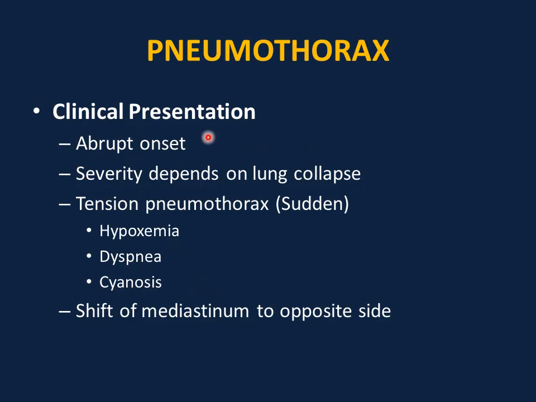Clinical presentation of pneumothorax: usually the onset is abrupt. Severity of the symptoms depends on the lung collapse. Tension pneumothorax: the symptoms appear suddenly and the child becomes hypoxic, dyspneic, cyanotic, and not even responsive. Shift of the mediastinum to the opposite side will depend on the amount, or the volume, of the pneumothorax.